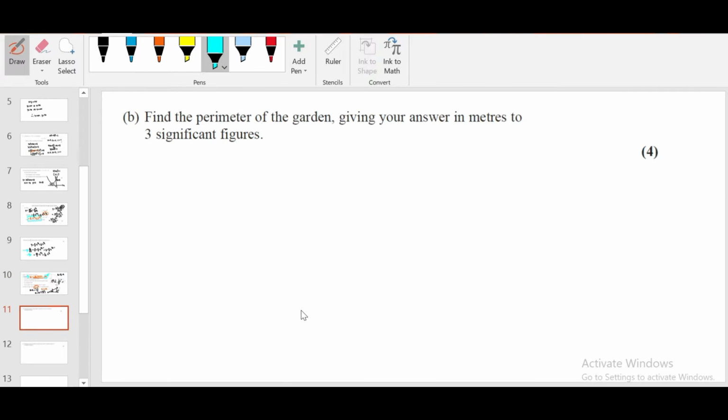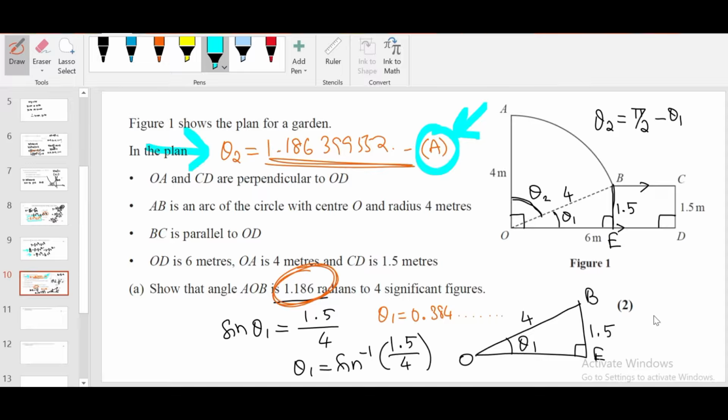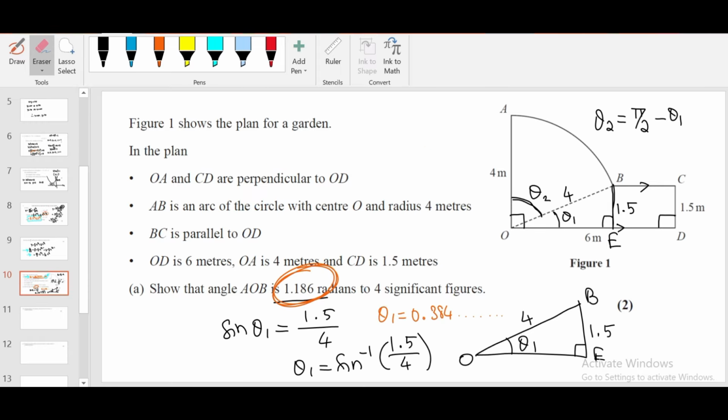Part B says find the perimeter of the garden, giving your answer to 3 significant figures in meters. They say everything is given in meters. Now we need to find the perimeter. You see, we don't need all this. We need to find the perimeter of this shape.